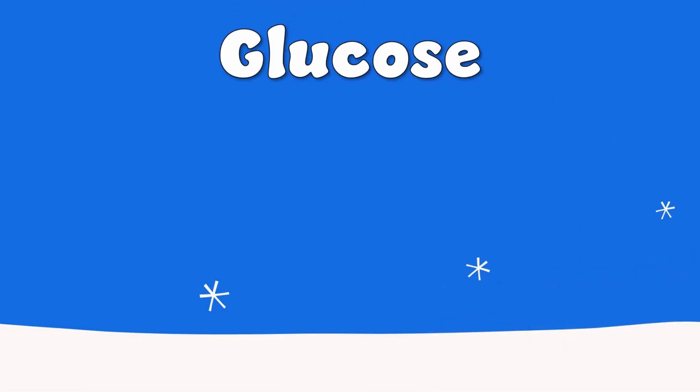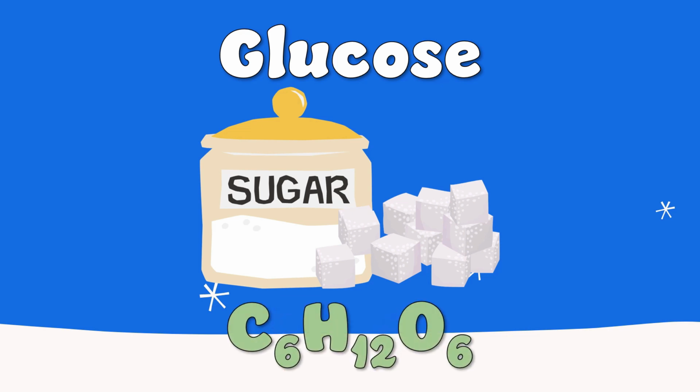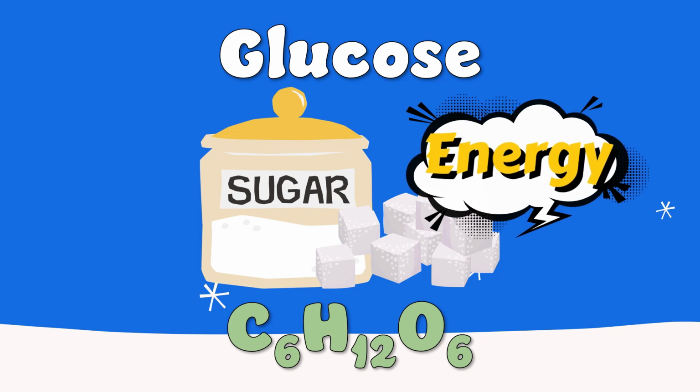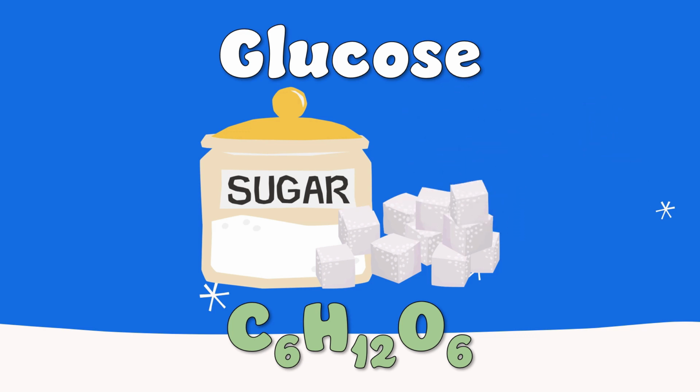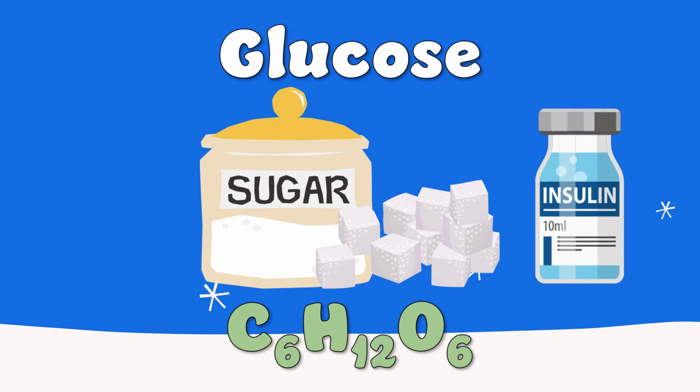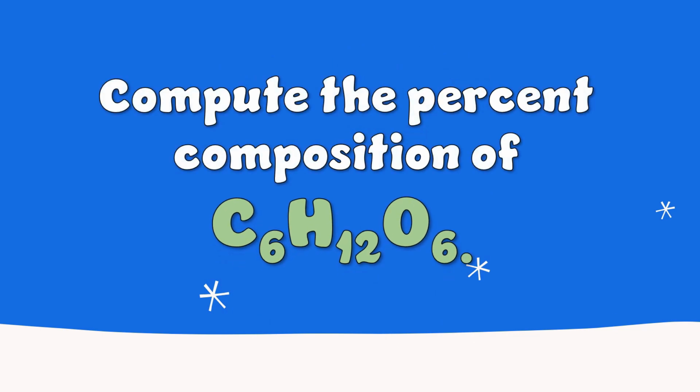Glucose, having the molecular formula of C6H12O6, is the main type of sugar in the blood and is the major source of energy for the body's cells. Glucose comes from the food we eat, or the body can make it from other substances. Glucose is carried to the cells through the bloodstream. Several hormones, including insulin, control glucose levels in the blood. Now, let's compute the percent composition of glucose.